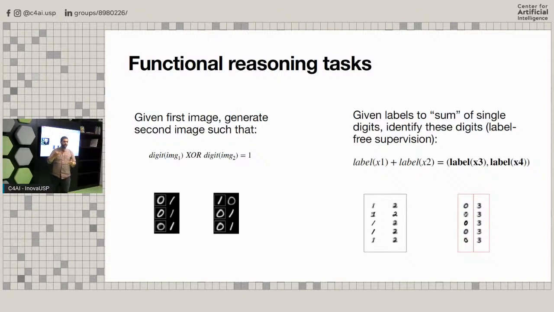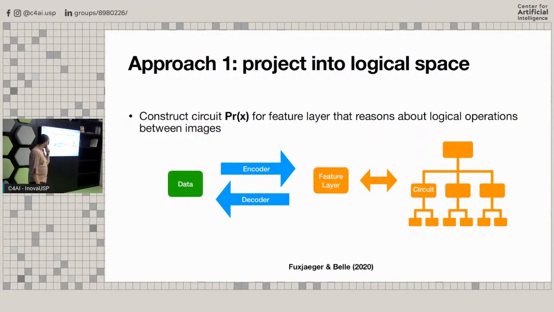So it's in a way a label-free supervision, right? So you're not giving the label to the actual images. So there are 2 ways of doing this. I'm not going to go into the details, but just to give you the idea.